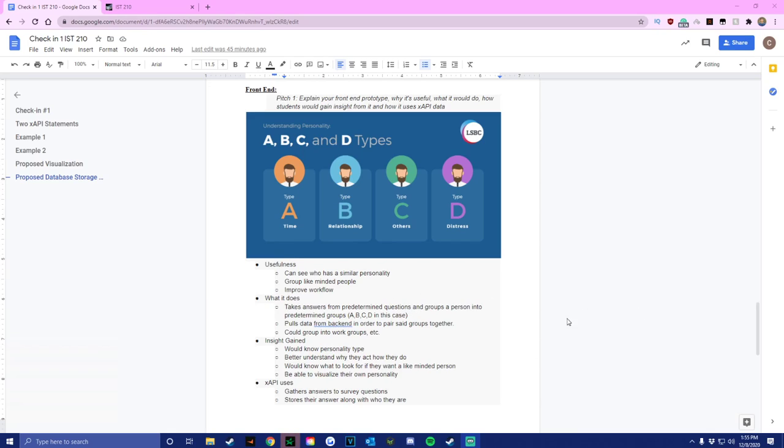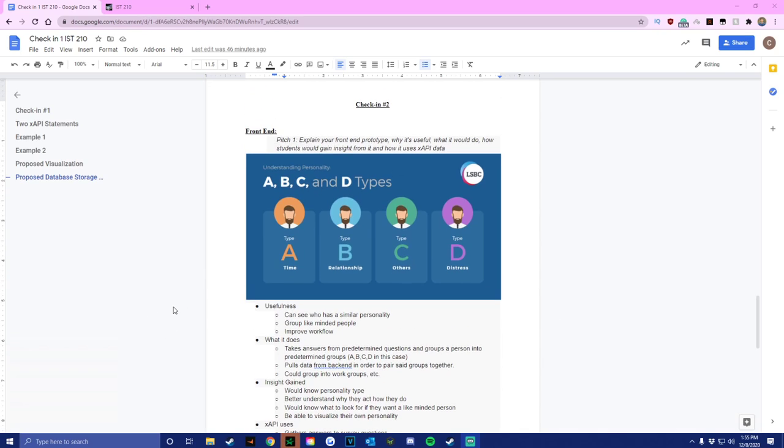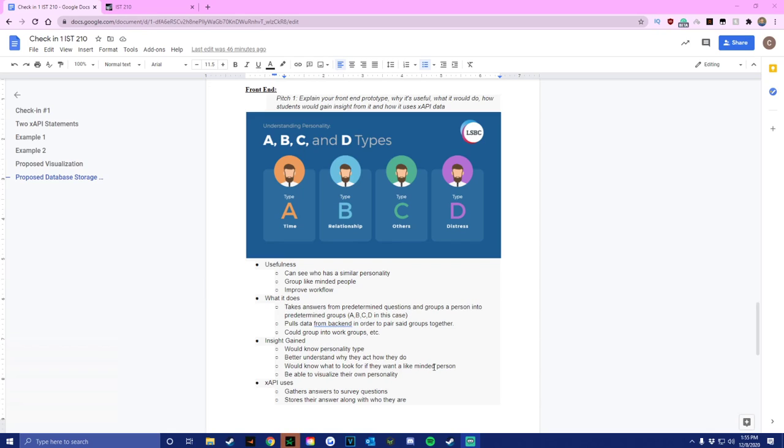and it can group you into work groups and other things like school groups, different social groups, like if you want similar, if you want people with contradicting personalities, if you want to pair them, you could do that. So it can be used in a lot of different ways, not only in the work setting or in the school setting.